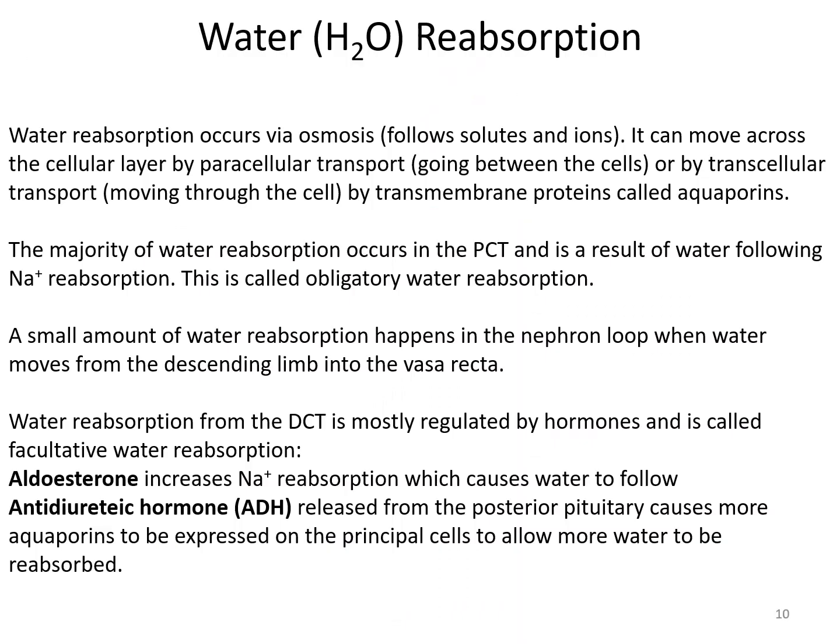So water reabsorption happens through osmosis and generally is following the movement of other solutes and ions. It can go across the cellular layer by paracellular transport, where it's slipping in between the cells, or by transcellular transport, where it's actually going through the cell. If it's going through the cell, a lot of times that happens through aquaporins. Aquaporins are little water-filled channels that get inserted on the plasma membrane, and actually most of the water that gets reabsorbed goes through these aquaporins.